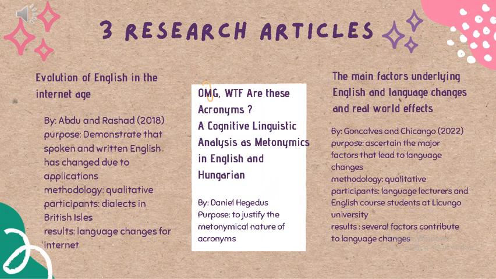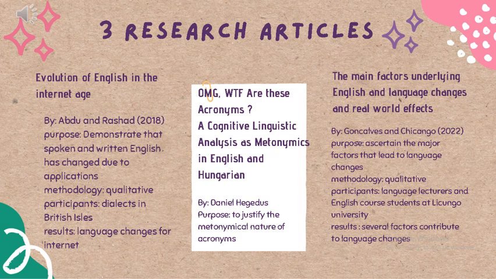There were three research articles that were used in order to obtain information about acronym vocabulary, about recent changes in language, and about how this is affecting language currently. The first of the three research articles is called Evolution of English in Internet Age.